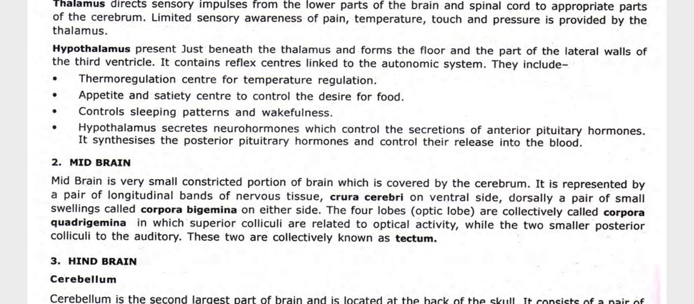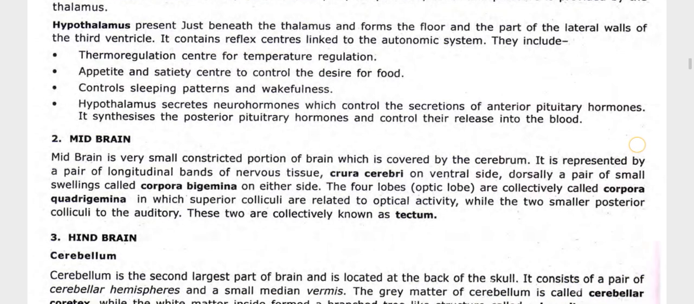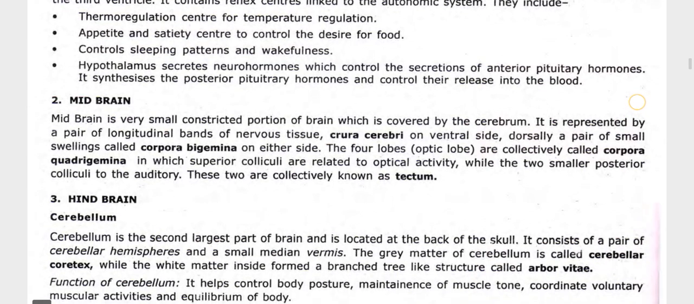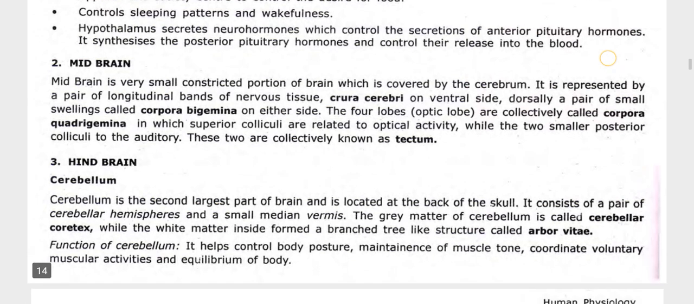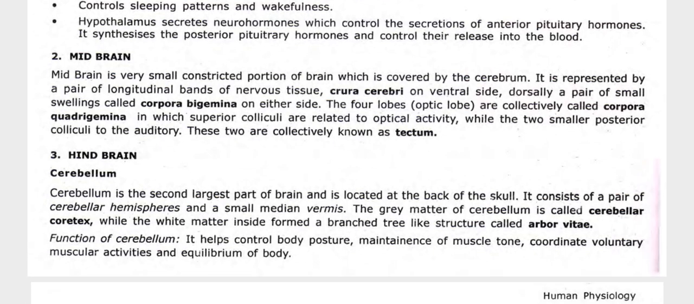Then midbrain. The midbrain is a very small constricted portion of the brain which is covered by the cerebrum. It is represented by a pair of longitudinal bands of nerve tissue, the crura cerebri, on the ventral side, and dorsally a pair of small swellings called corpora bigemina on either side. The four lobes or optic lobes are collectively called corpora quadrigemina, in which the superior colliculi are related to optical activity, while the two smaller posterior colliculi relate to the auditory, and are collectively known as tectum.